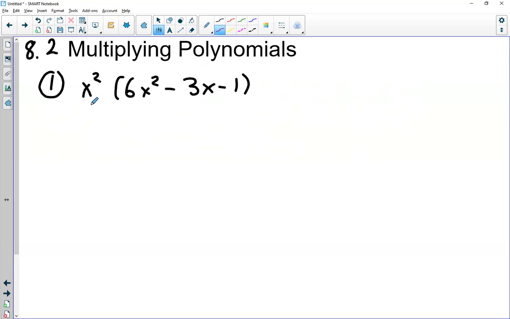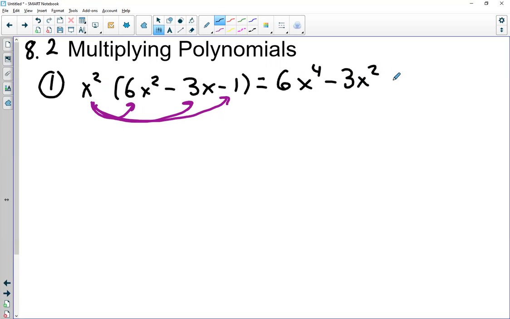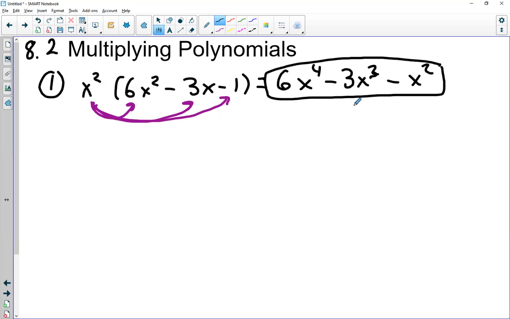So over here, when you distribute, it goes to everybody in the parentheses. You have to know not only multiplication, but your exponent rules. So this is going to result in 6x to the 4th minus 3x squared minus x cubed minus x squared. So this is your answer for that one. You distribute and pass it around.